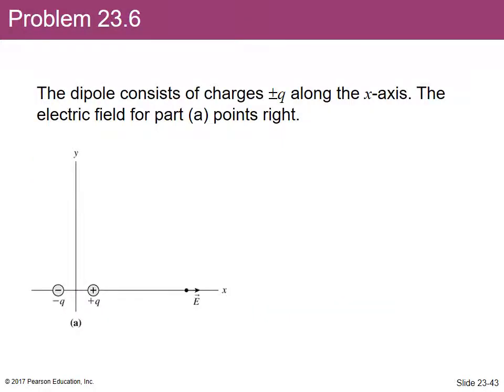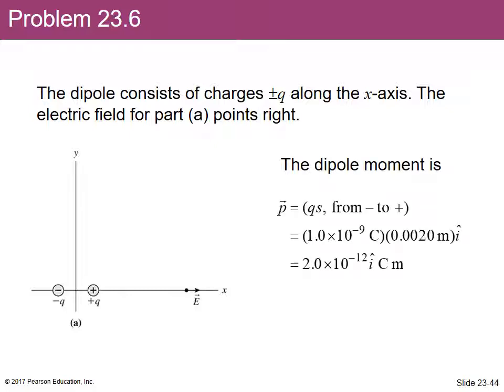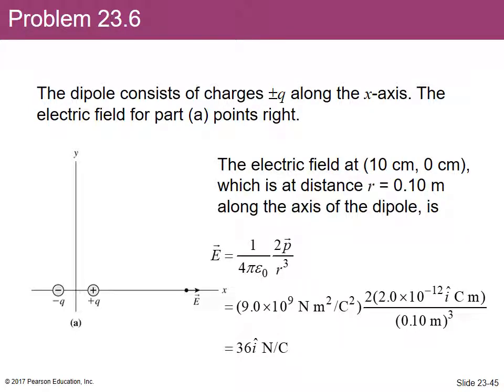The dipole consists of charges plus and minus q along the x-axis. The electric field for point A points to the right. The dipole moment is 2 times 10 to the minus 12 coulomb meters to the right. The electric field at 10 centimeters, 0 centimeters, which is at a distance of 0.1 meters, is at a point on the axis of the dipole. It must be 36 newtons per coulomb and point in the same direction as the dipole moment, or to the right.